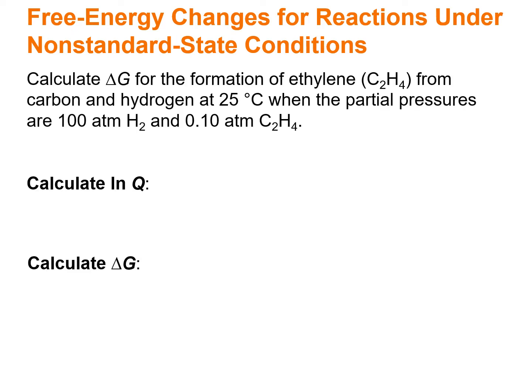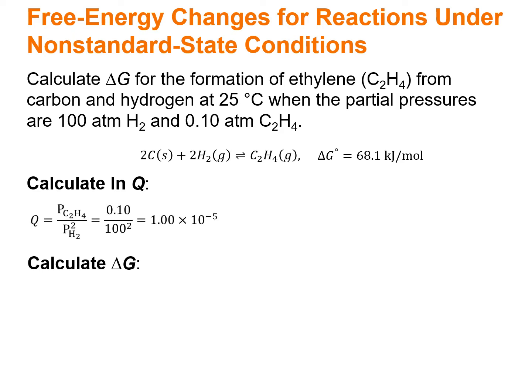So let's take a look at calculating the delta G for the formation of ethylene from carbon and hydrogen at 25 degrees Celsius, and their partial pressures are 100 atmospheres for hydrogen and 0.1 atmospheres for ethylene. This is not under standard state conditions, and since our pressures are different here, we need to calculate what delta G is for this reaction. So if we look at the reaction, it's 2 carbon that are solid reacting with 2 hydrogen to form C2H4. The delta G naught for this reaction is 68.1 kilojoules per mole.